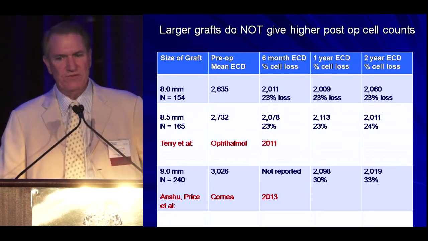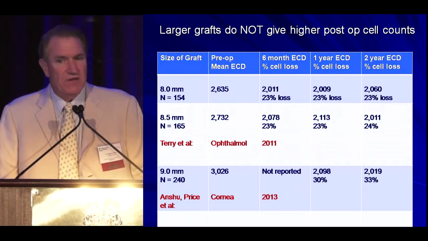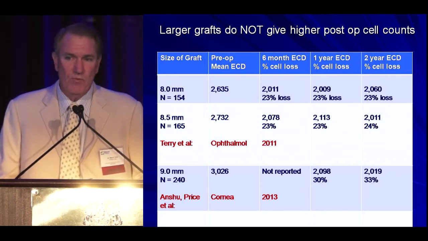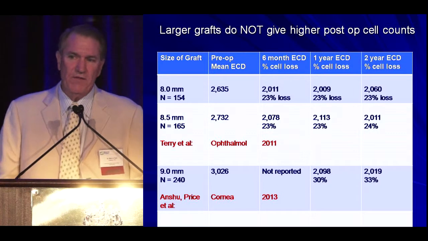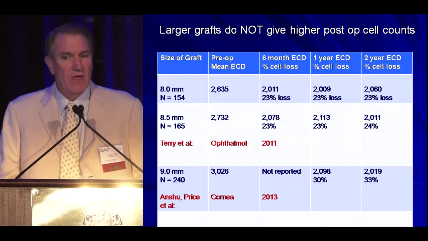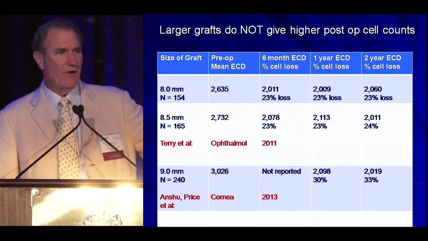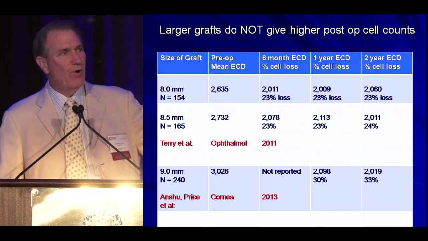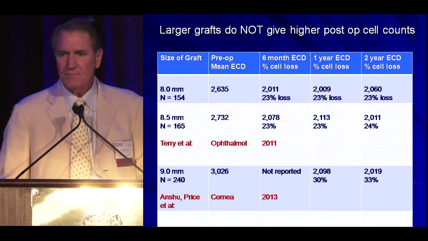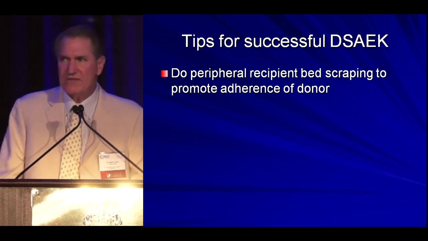How about 9mm? Well, you look at the Price group, and they did 240 eyes, and they used a 9mm incision, and they had a higher cell density to start off with than we did. They didn't report the 6-month results, but their 1-year endothelial cell loss was 30% at 1 year and 33% at 2 years. What this showed me was that there was no difference between their 9 and our 8.5 and their 8. They later published a study looking at 8.5 versus 9, and they agreed there was no difference between 8.5 and a 9. So use whatever size graft is most appropriate for the size of the eye.